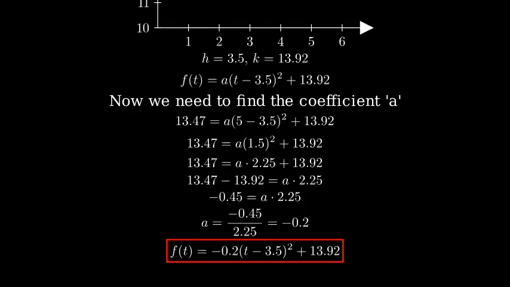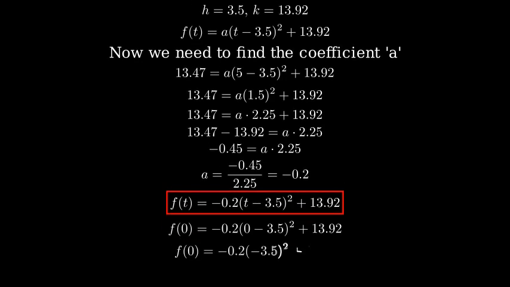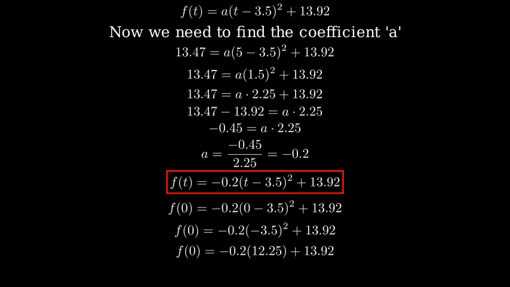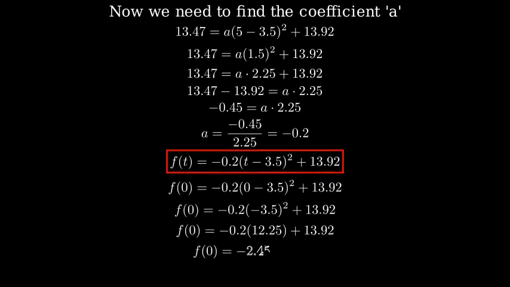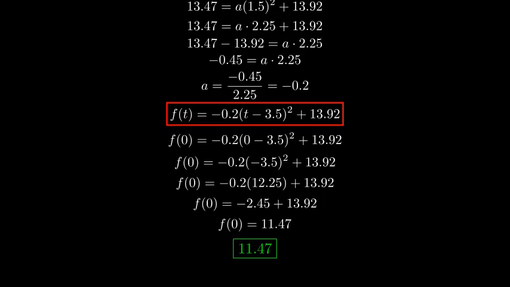Substituting t equals 0 into our equation, f of 0 equals negative 0.2 times the quantity 0 minus 3.5 squared plus 13.92. Let's evaluate step by step. First, 0 minus 3.5 equals negative 3.5. Next, negative 3.5 squared equals 12.25. Multiplying by negative 0.2, negative 0.2 times 12.25 equals negative 2.45. Finally, adding 13.92, negative 2.45 plus 13.92 equals 11.47. Therefore, the value at t equals 0, or March 1st, is 11.47.